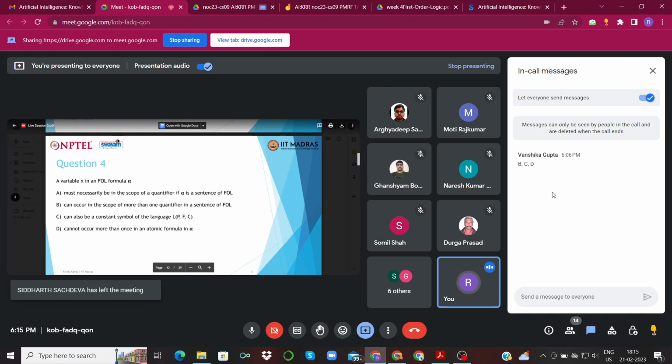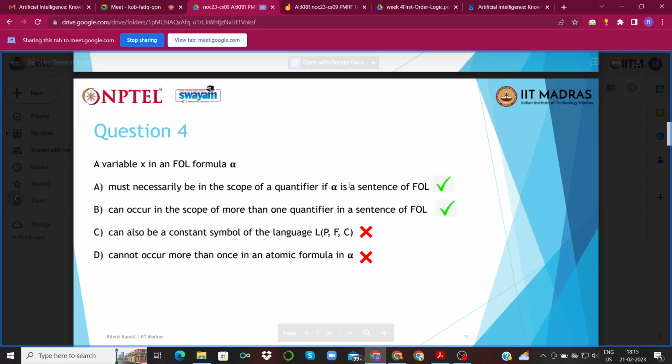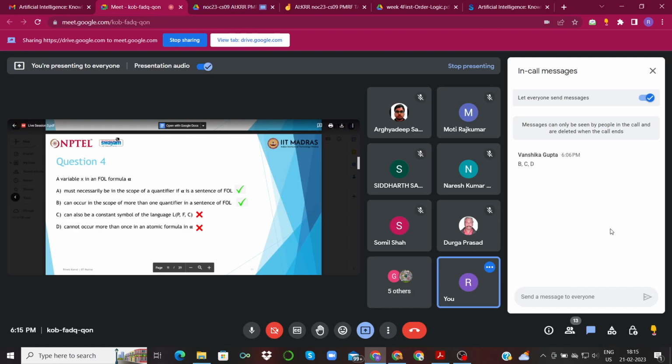Option C is of course incorrect because we are talking about a variable. A variable can't be a constant. That would just be against the definition of a variable. And of course it can occur more than once in a formula, so option D, which says in an atomic formula, is also incorrect. So the correct options are A and B. Okay, great.